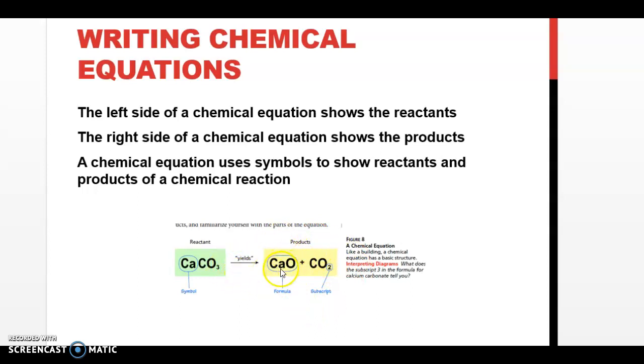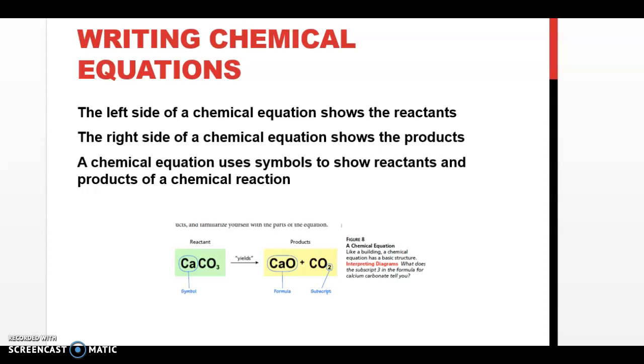And so here are my products. CaO, so calcium oxide, and then CO2, carbon dioxide. And again, we're using symbols. So Ca, calcium, O, oxygen, C, carbon, O, oxygen. Each time you start over with a new capital letter, we have a new symbol created. And then formulas, we're putting the whole thing together. So CaO.